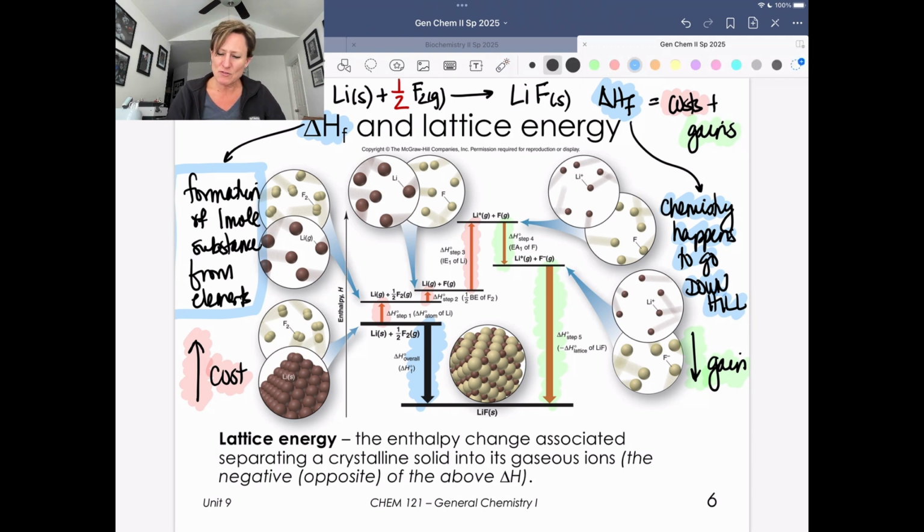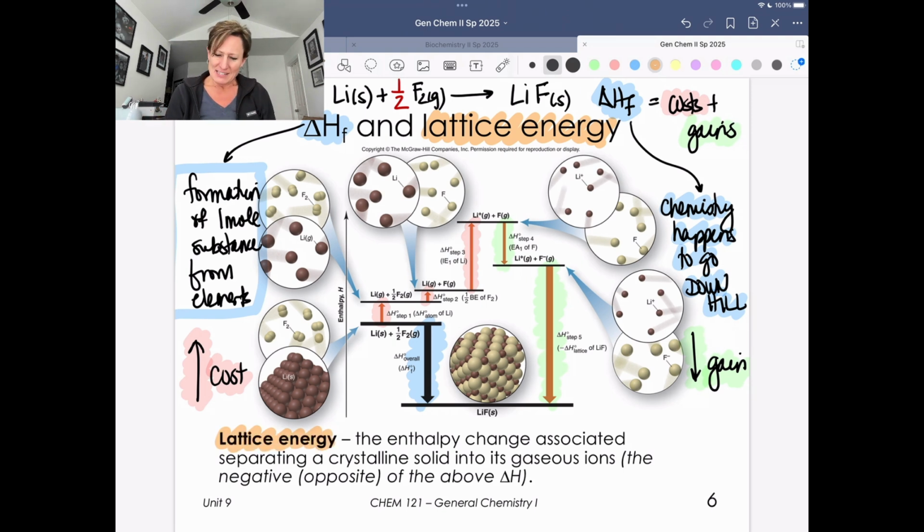Okay, the last thing before I take a deep dive on the details of this picture, because I do want you to be able to identify the chemical processes that are happening with our costs and our gains. I just want you to know them by name here. But I want to define one more piece on this slide. I want to define lattice energy, okay? I've got it defined down here, okay?